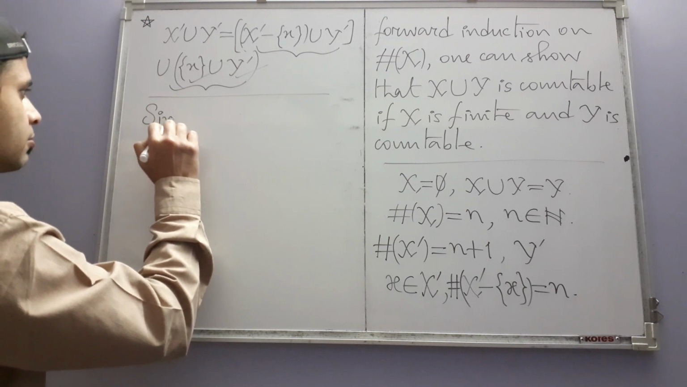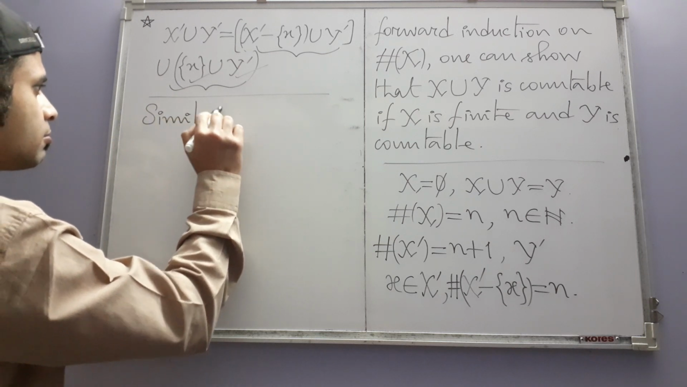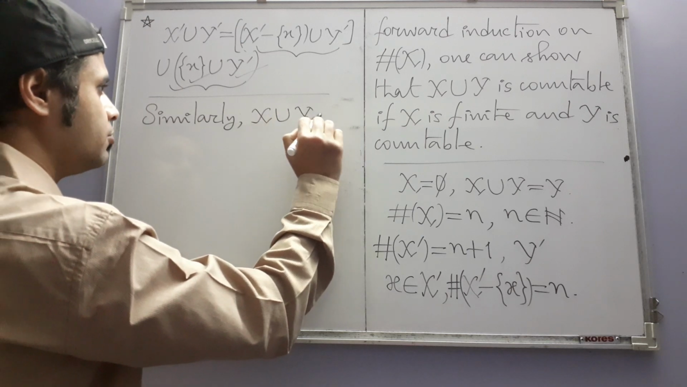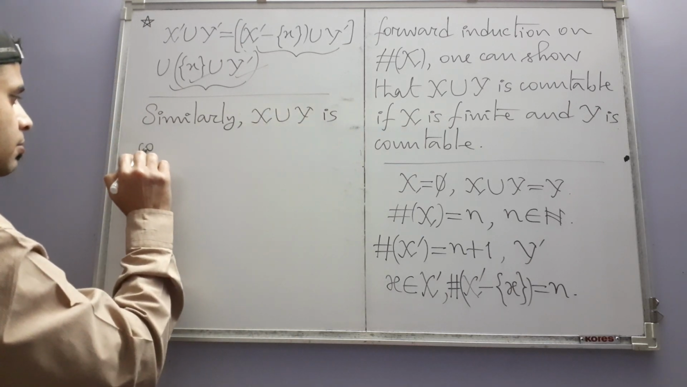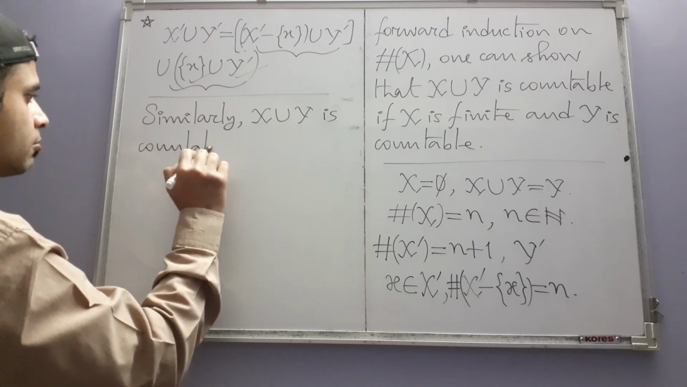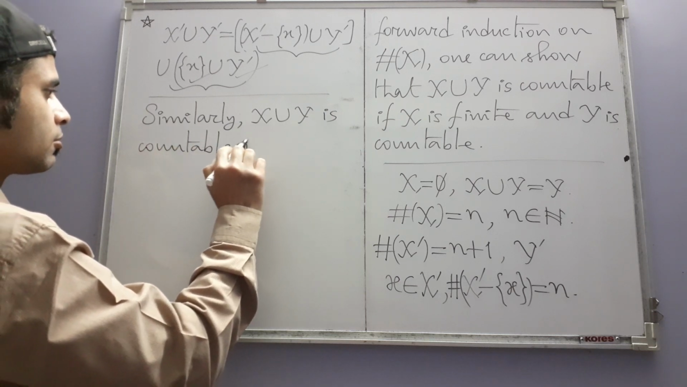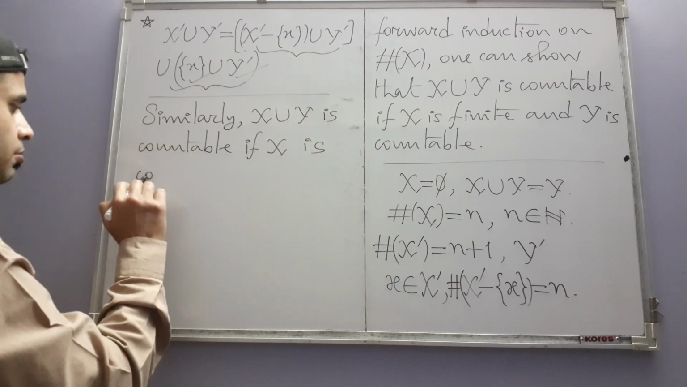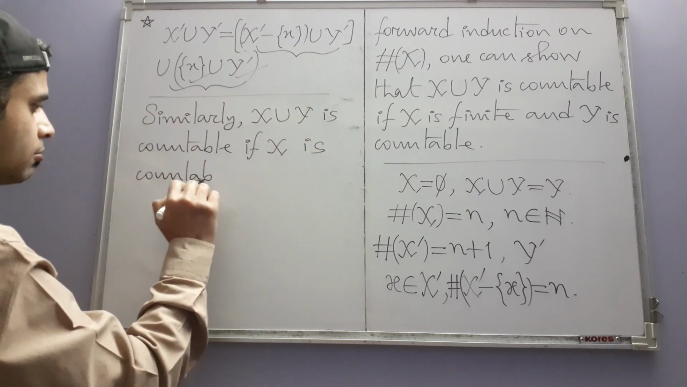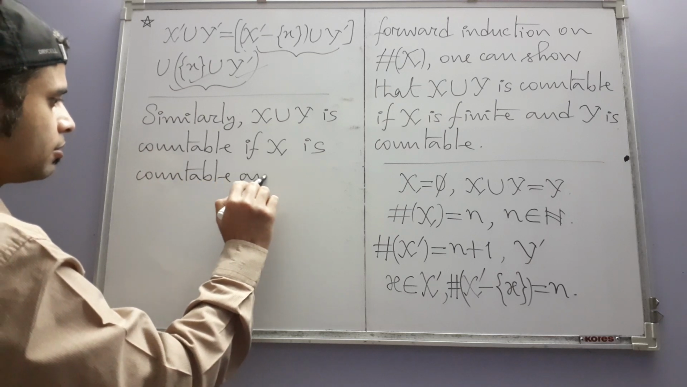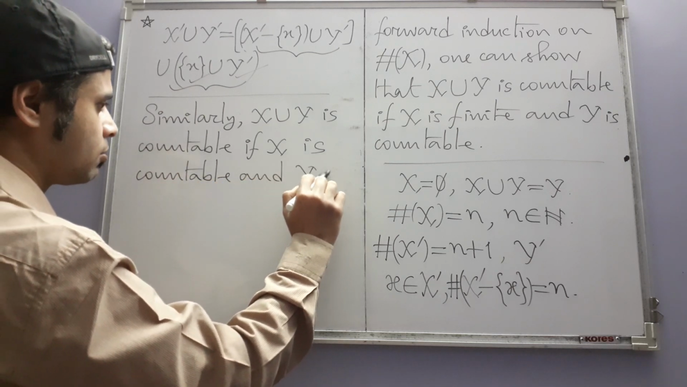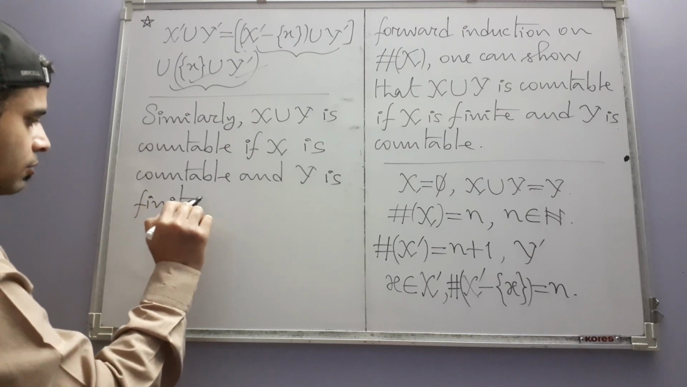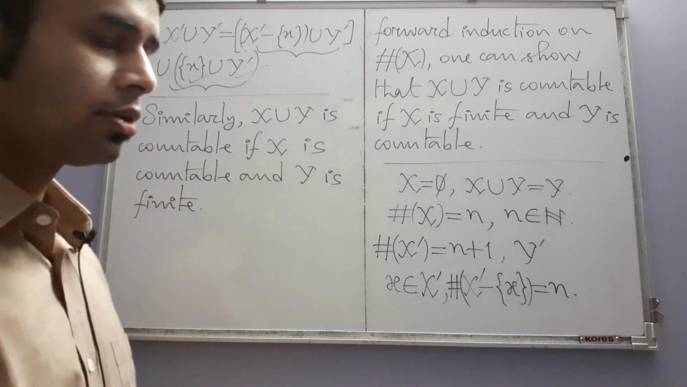Similarly, X union Y is countable if X is countable and Y is finite. That means we have now covered all the cases.